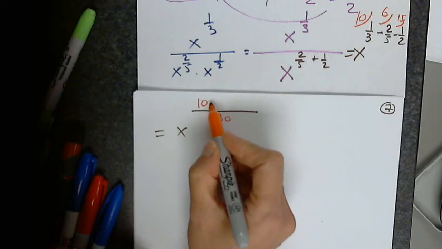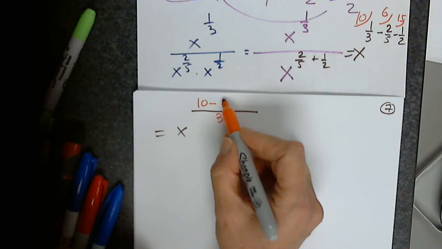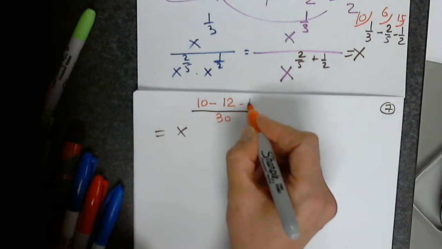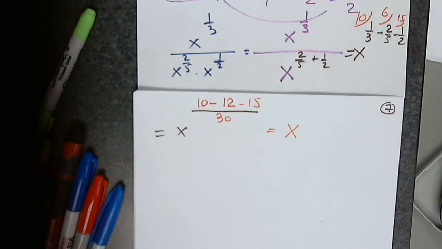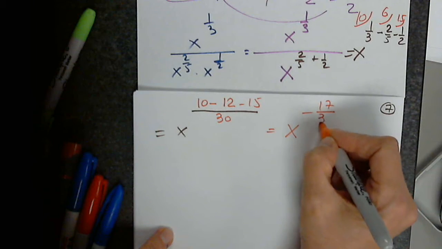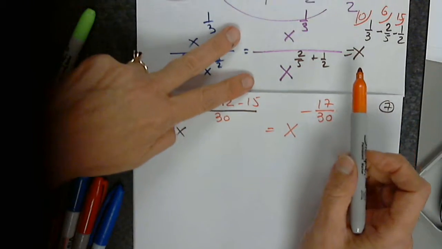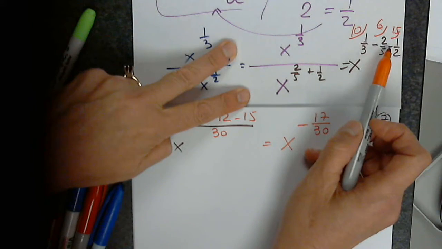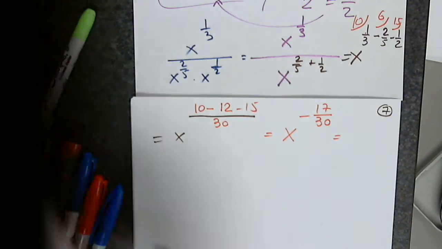So 10 minus 12, right? Because it's 6 times 2, and minus 15. Good. Copy the base. 10 minus 12 is -2. -2 minus 15 is -17 divided by 30. I'm sorry? So 10 times 1, 2 times 6, 1 times 15. Better? Perfect.